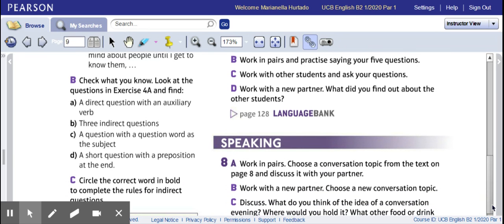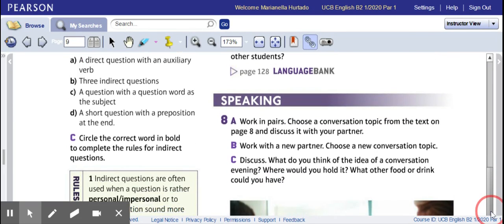Letter B says, check what you know, look at the questions in exercise 4A, and find A, a direct question with an auxiliary verb, B, 3 indirect questions, C, a question with a question word as the subject, and D, a short question with a preposition at the end. Alright, now let's take a look at C.